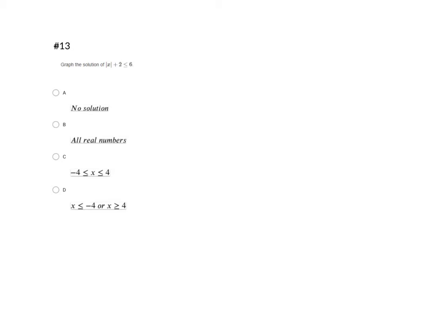Alright, 13. Absolute value of x plus 2 less than or equal to 6. So we're going to minus 2 from both sides. That gives me the absolute value of x is less than or equal to 4. Now you do want to check at this point, the absolute value is going to be positive. Can a positive number be less than or equal to 4? Sure, it could be 3, 2, 1, right? So there are solutions. So now we're going to go ahead and split this.